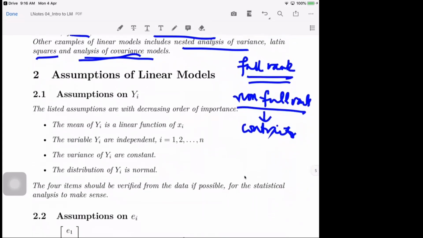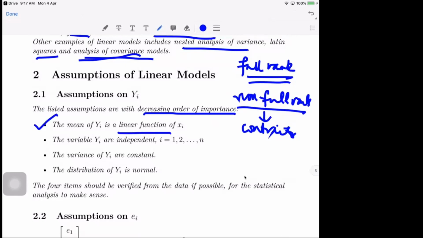So these are the assumptions of a linear model. The listed assumptions are in decreasing order of importance. The most important is that the mean of yi is a linear function of x sub i. So, linearity. In linear regression models, we are assuming a linear relationship between y and x.